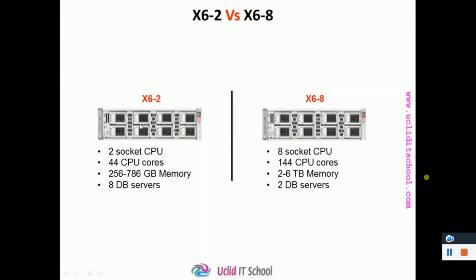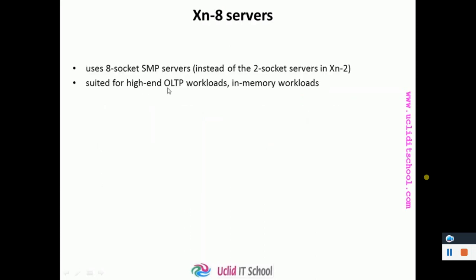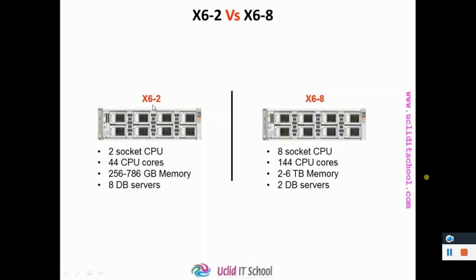If you need more servers, like you are deploying a rack and need to implement a 4-node cluster, 8-node cluster, like that, here you will get more servers, and each server is modular with less capacity. You don't need big capacity on a single server. As you grow, you add more servers. This X6-8 is good for high-end OLTP workloads, which require more memory but don't require more servers. The regular workload can be run on X6-2.